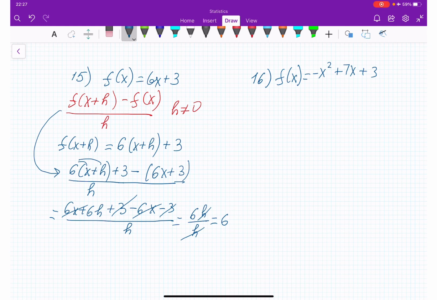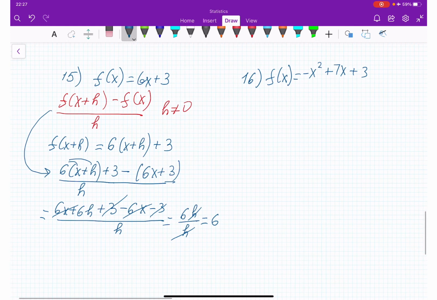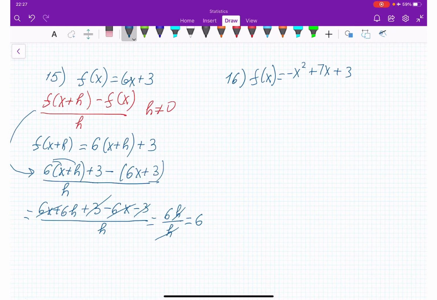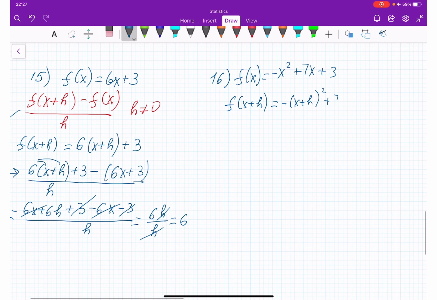And we will solve one more difference quotient of f for this one. So I'm going to apply the same template, f of x plus h minus f of x over h. So how much will f of x plus h be? It's going to be negative x plus h squared plus 7 times x plus h and plus 3. So pay attention, everywhere where I have x, I am plugging in x plus h. Okay?